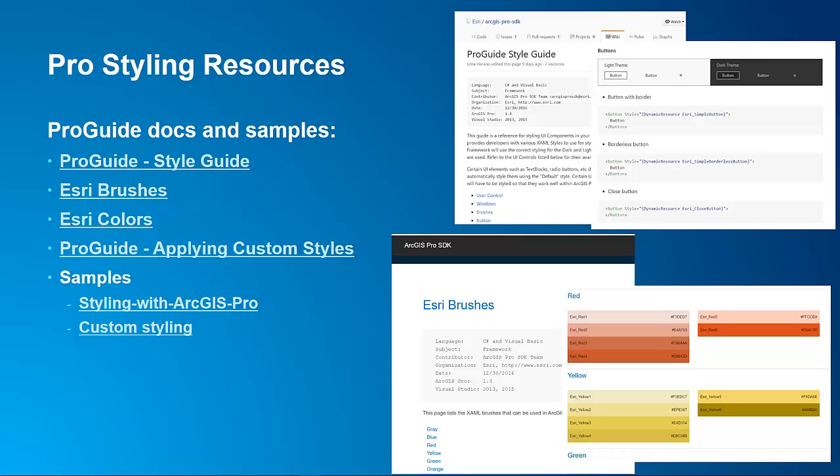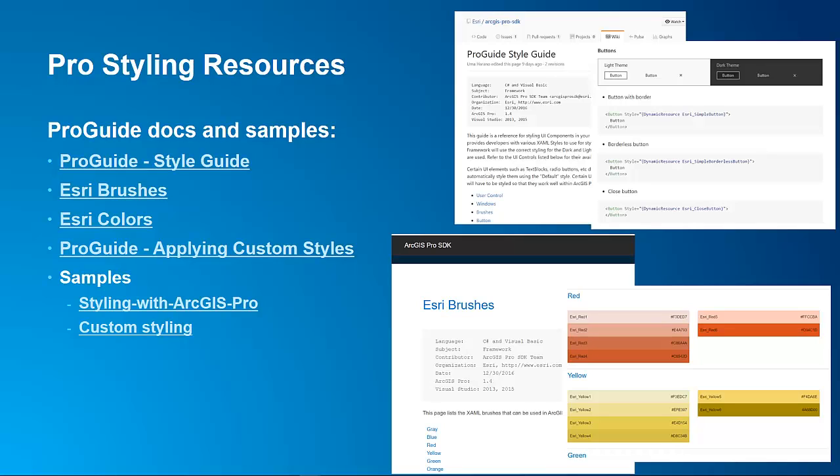Next is the Esri Brushes document, which provides a nice color-coded rendering of each of the standard Esri brushes with their color hex code. These are all prefixed with the Esri_ naming convention and allow you to easily see what you're going to get as you define them in the light theme view.